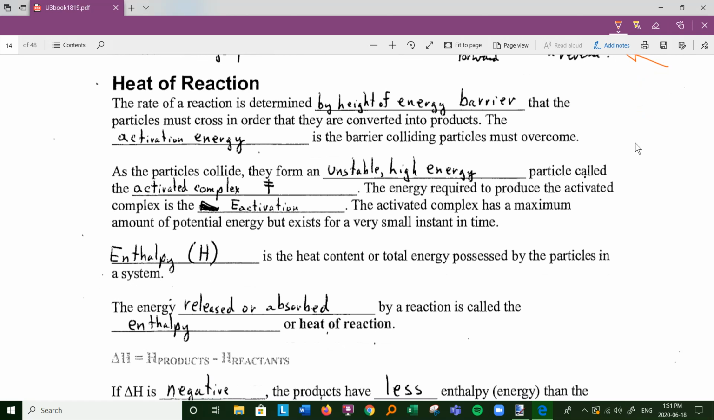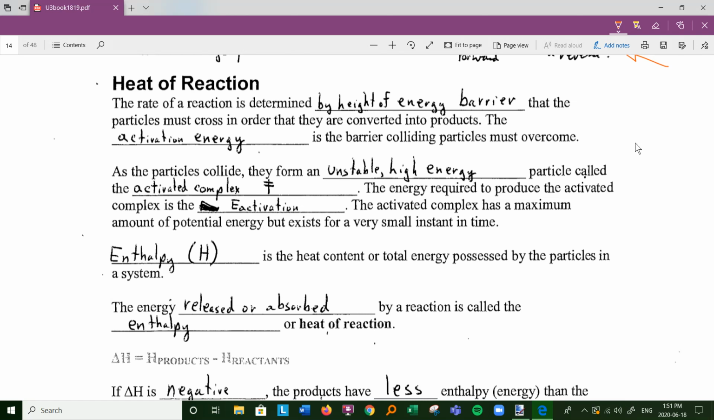Just as a bit of review before we look at more orientation. The rate of reaction is determined by the height of an energy barrier that the particles must cross in order that they are converted into products. This activation energy is the barrier colliding particles must overcome, and you can lower that barrier by using a catalyst.